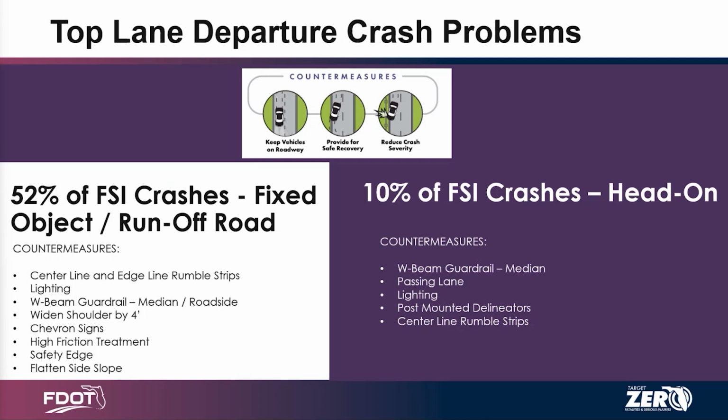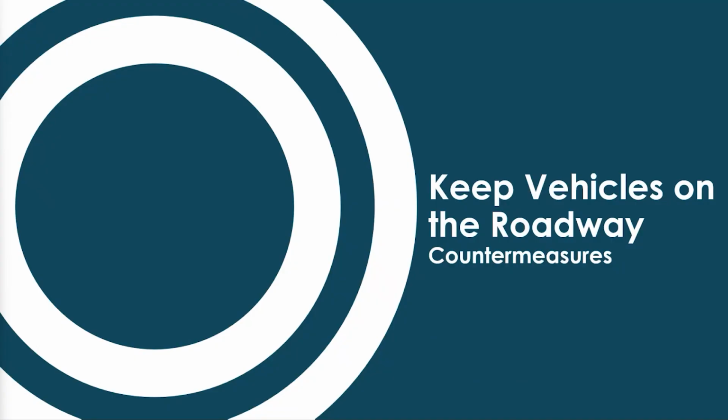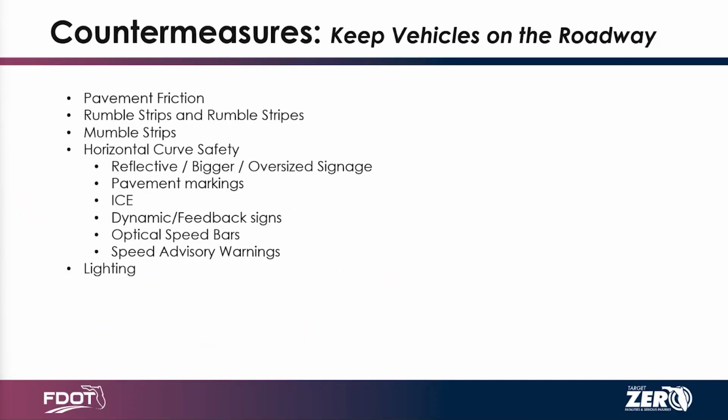Our second emphasis area within lane departure are those head-on crashes, which contributed to 10% of lane departure crashes. For countermeasures there, we look at W-beam guardrail in the median, providing a passing lane, improving lighting and visibility, post-mounted delineators, and centerline rumble strips. So let's begin with keeping vehicles on the roadway and those countermeasures.